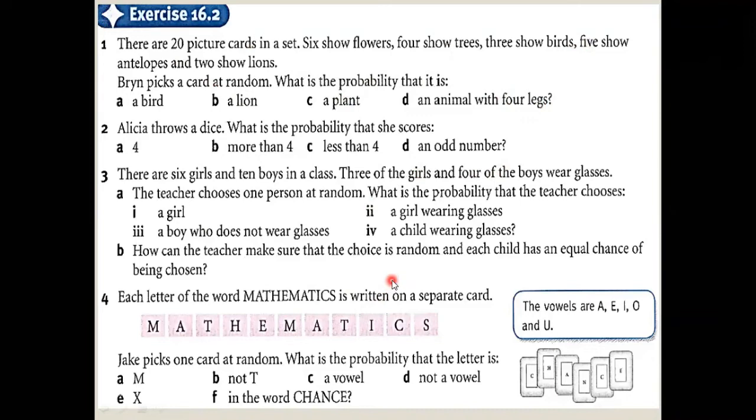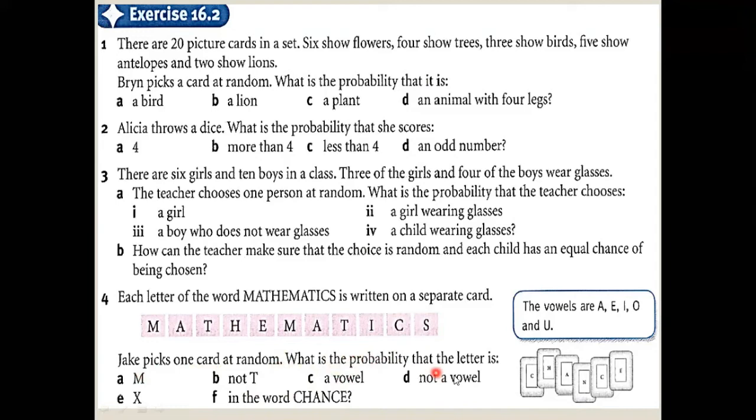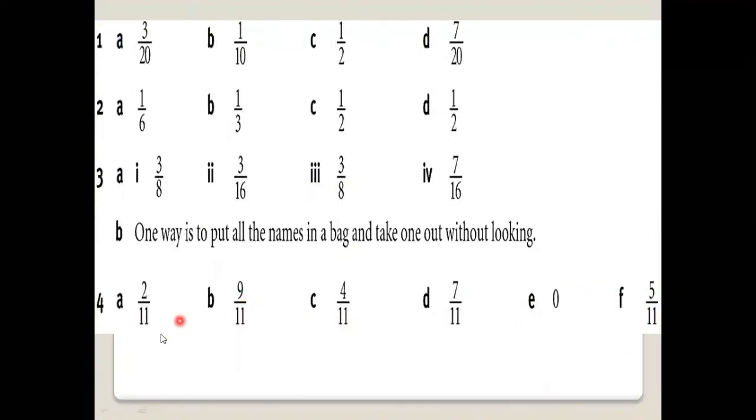It is the same for the remaining questions, and let's try to find question number 4, where here is the word that is called mathematics. One card at random. What is the probability that the letter should be M? So first thing, how many letters are here? 1, 2, 3, 4, 5, 6, 7, 8, 9, 10, 11. So total letters are 11, and how many M's are here? 2. So it's 2 by 11.